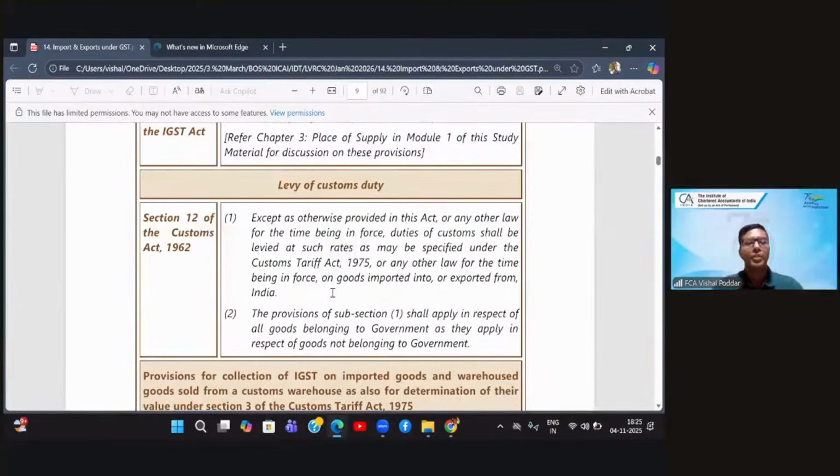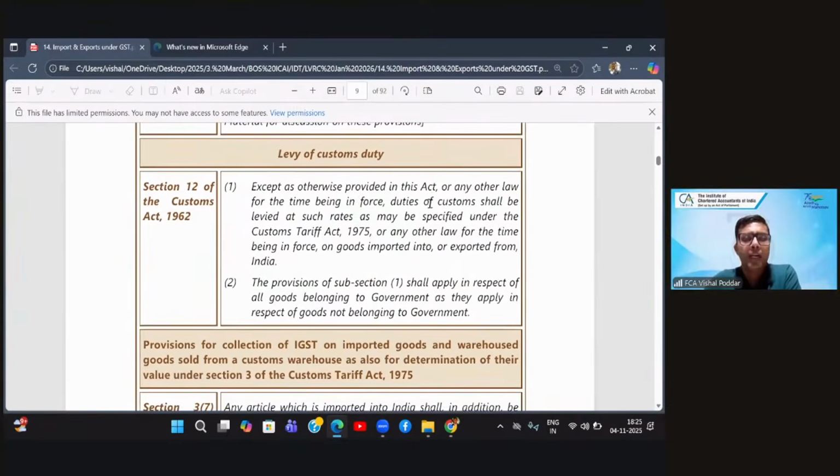Now, since Section 5.1 proviso is referring to Section 12 of the Customs Act, what is Section 12? It is that provision which creates a charge on import of goods. Now, what does Section 12 say? Except as otherwise provided in this Act or in the law for the time being in force, duties of customs shall be levied at such rate as may be provided in the Customs Tariff Act or any other law for the time being in force.